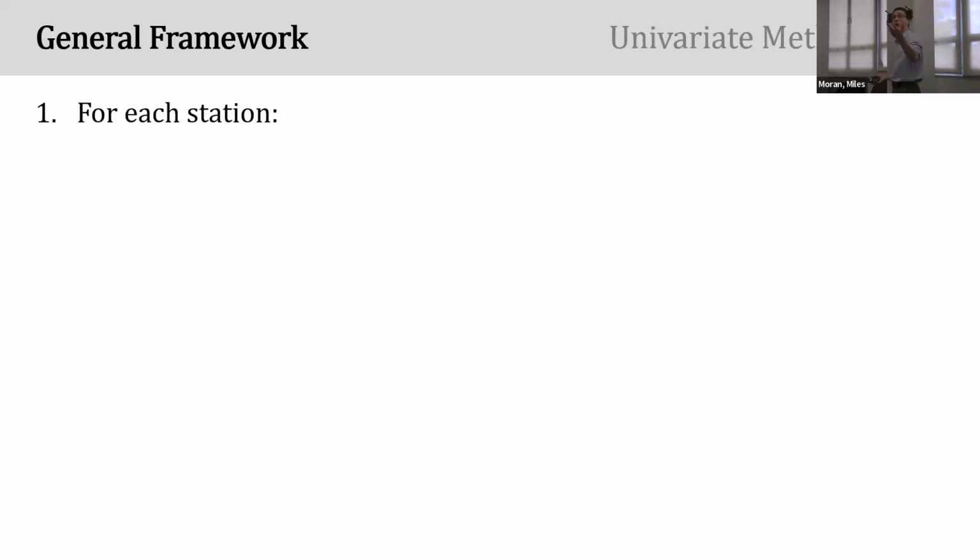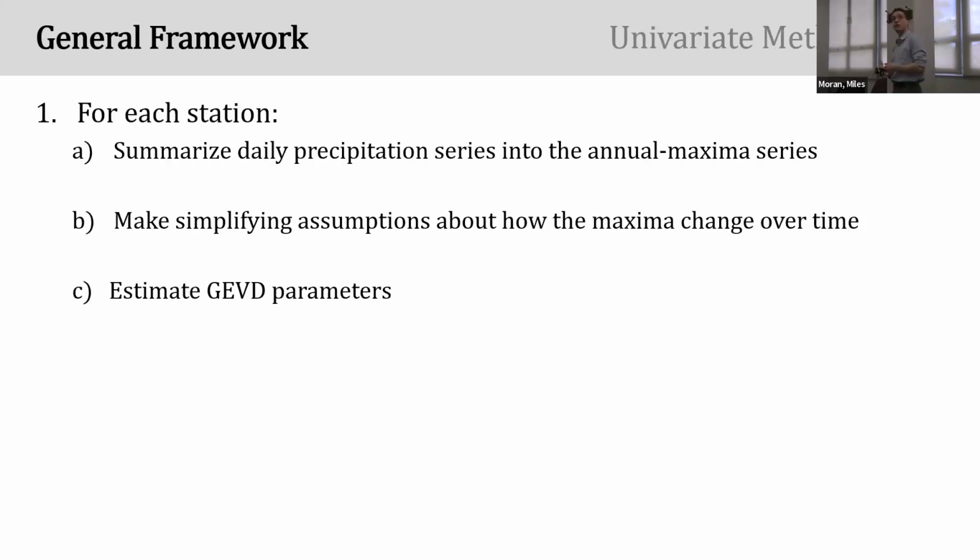For each station, we basically get the block maxima series, typically annual maxima. We get that summary series, and then we make some simplifying assumptions about how that maxima can change over time. So if you think about it for a second, we don't make any assumptions about how the original daily precipitation time series behaves. It could be non-stationary. It could be that there's some sort of increasing trend over time, for example. And that non-stationarity should get carried over into the block maxima series. So even though these block maxima will be independent, they won't necessarily be identically distributed. Their parameters could change over time. And so we want to make some simplifying assumptions about those parameters so that we can have a tractable problem.